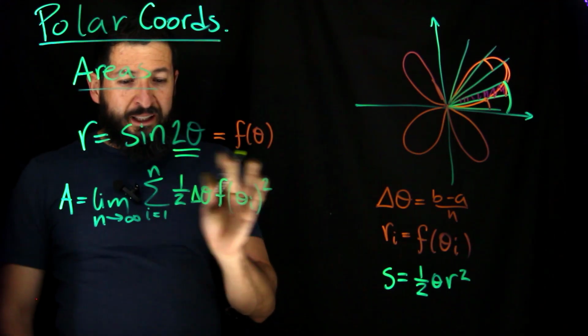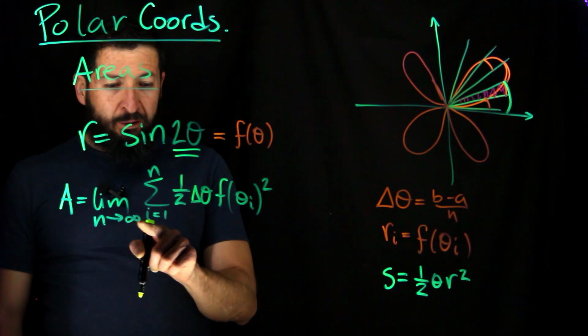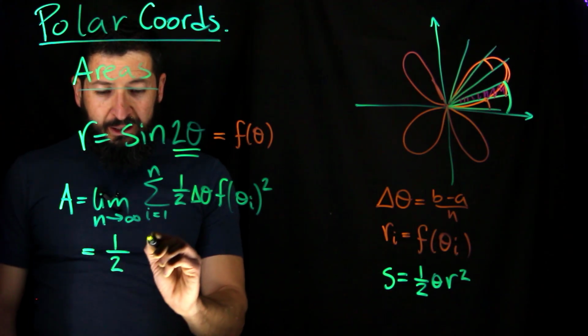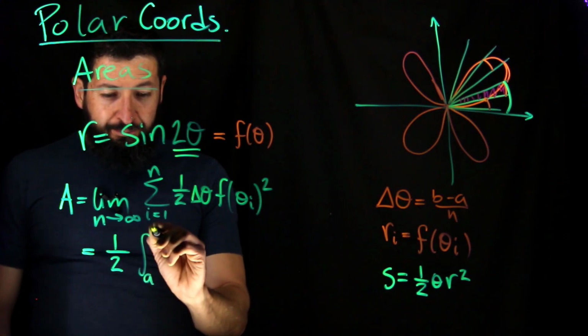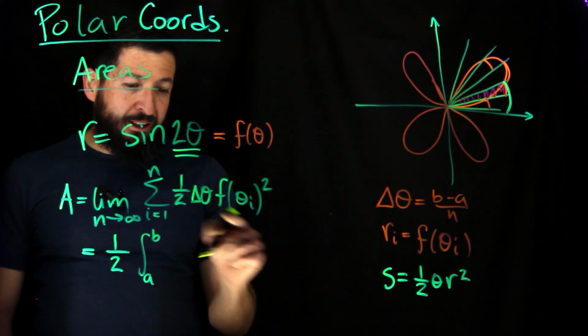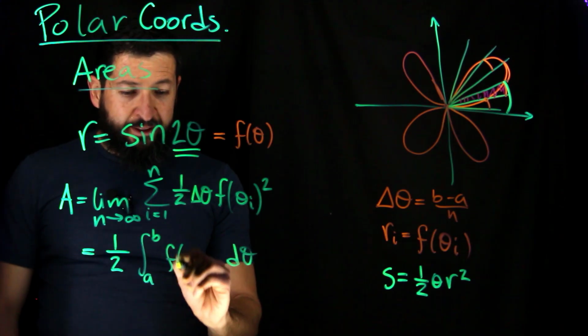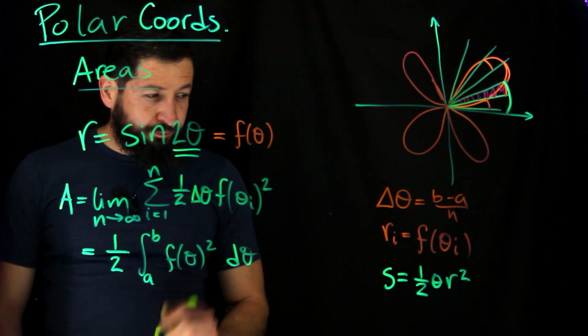And now notice that as I take my limit as n goes to infinity, this is really not very complicated. It's going to end up being the integral from a to b of 1/2. This delta theta will become my d theta. And then I'm going to have just f of theta squared.